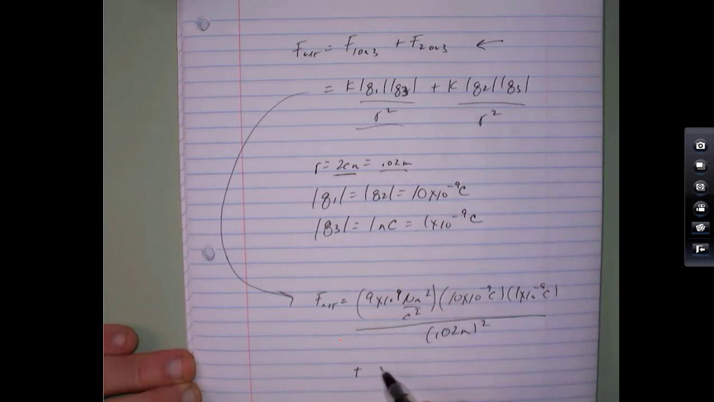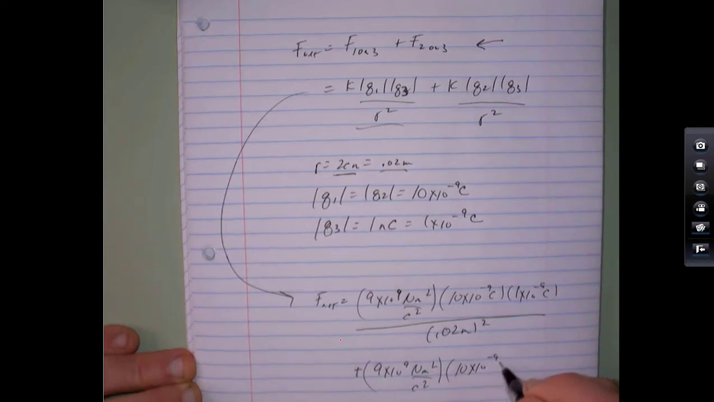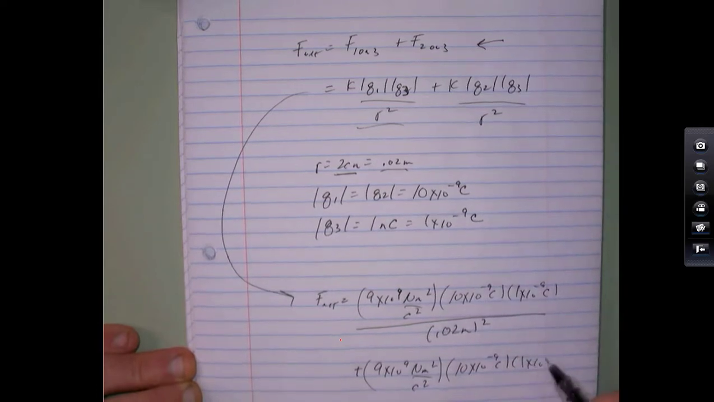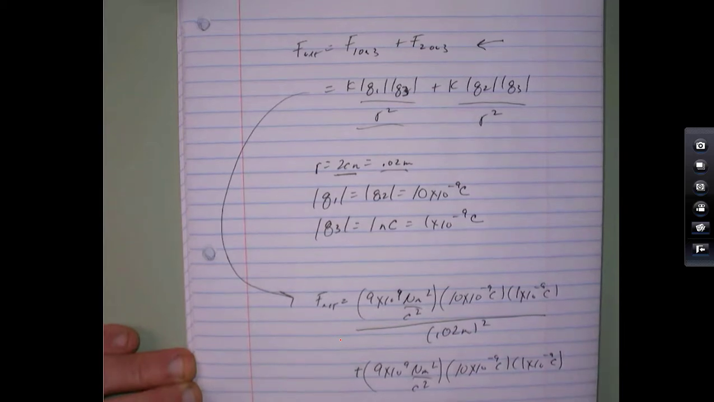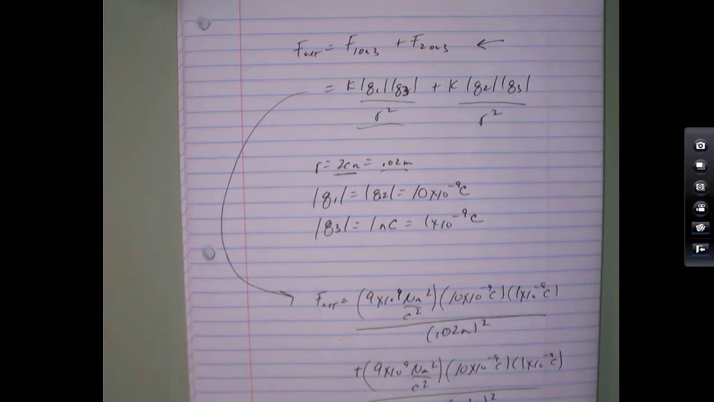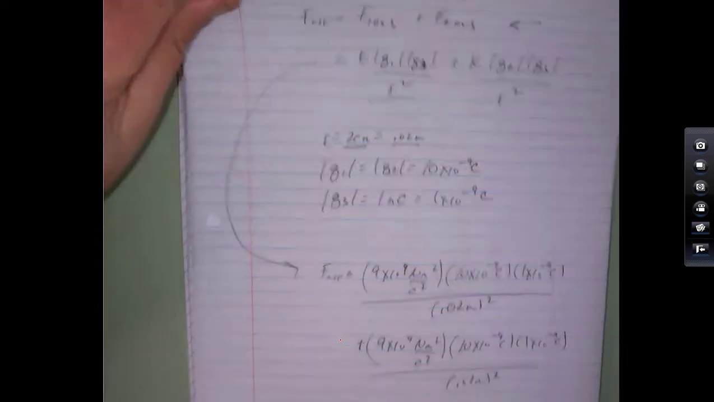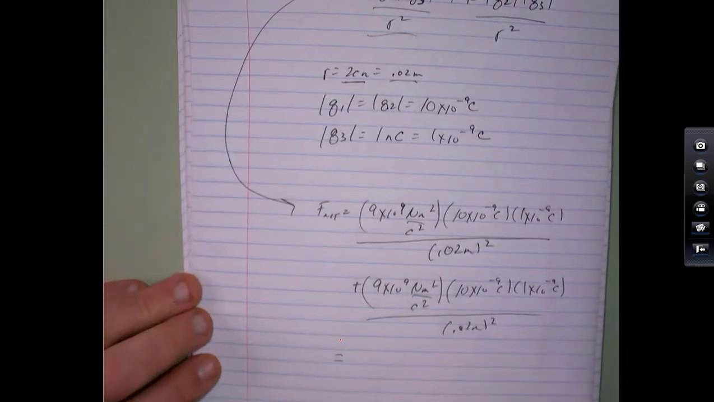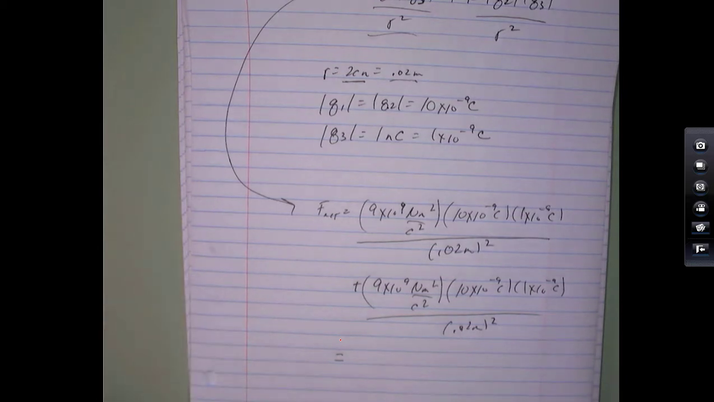plus K, 9 times 10 to the 9th newton meters squared per coulomb squared. That's what K is. Q2, 10 to the minus 9th coulombs. Q3, 1 times 10 to the minus 9th coulombs, and then divided by the distance between them squared. Okay, so put that in your calculator, and you should come up with the answer. Whoops, you didn't see the very bottom part. 0.2 meters. Okay, very good. So we're adding those together because they're working in the same direction.